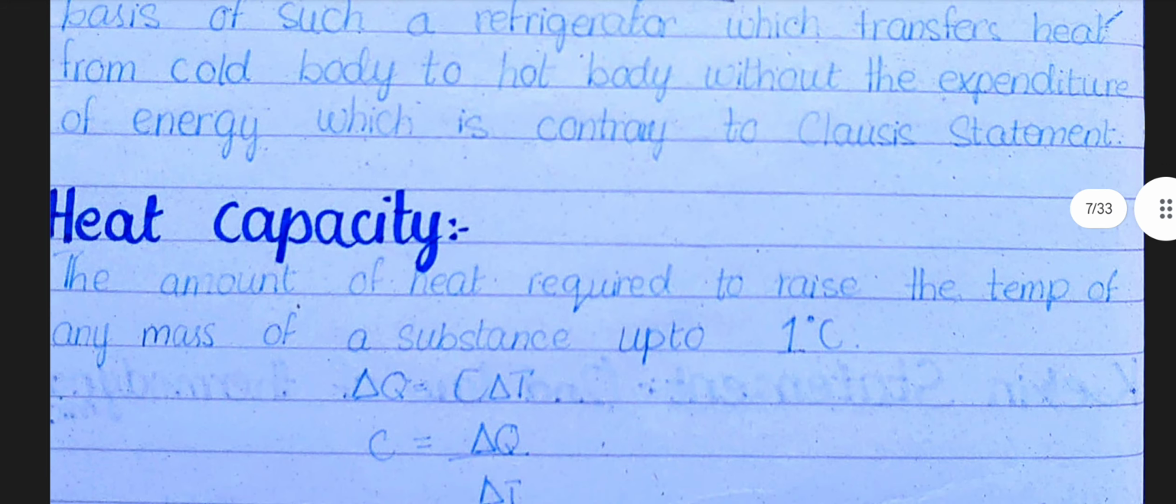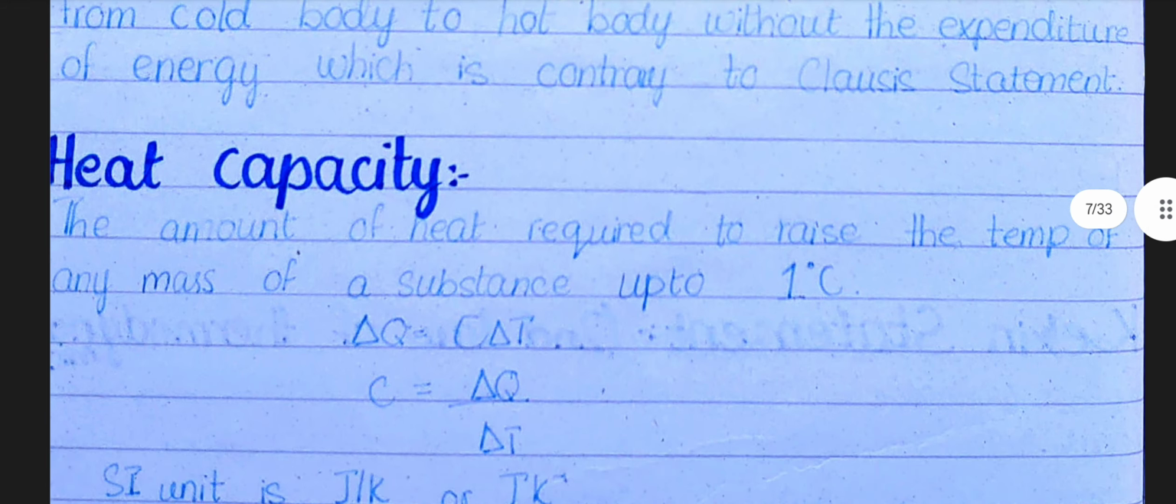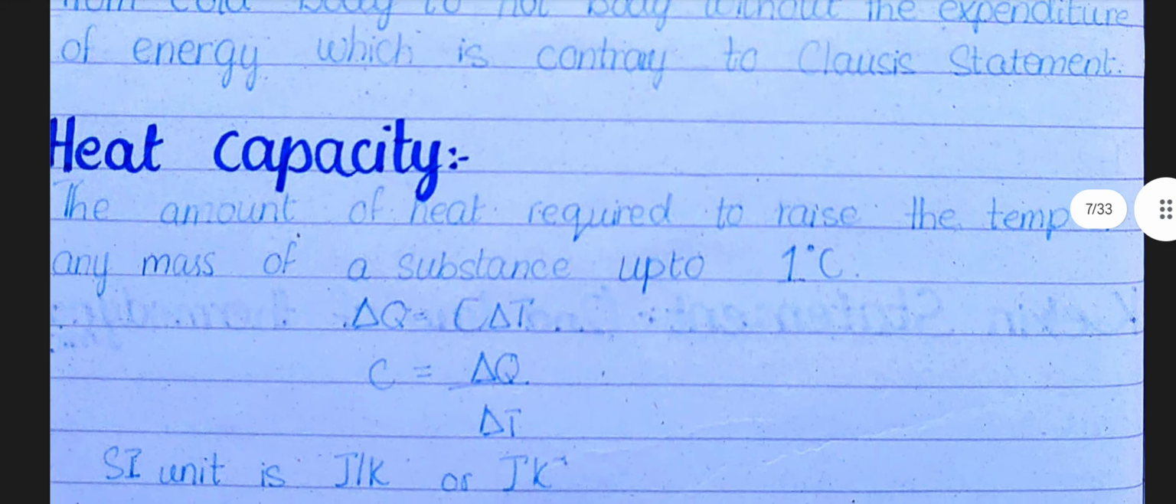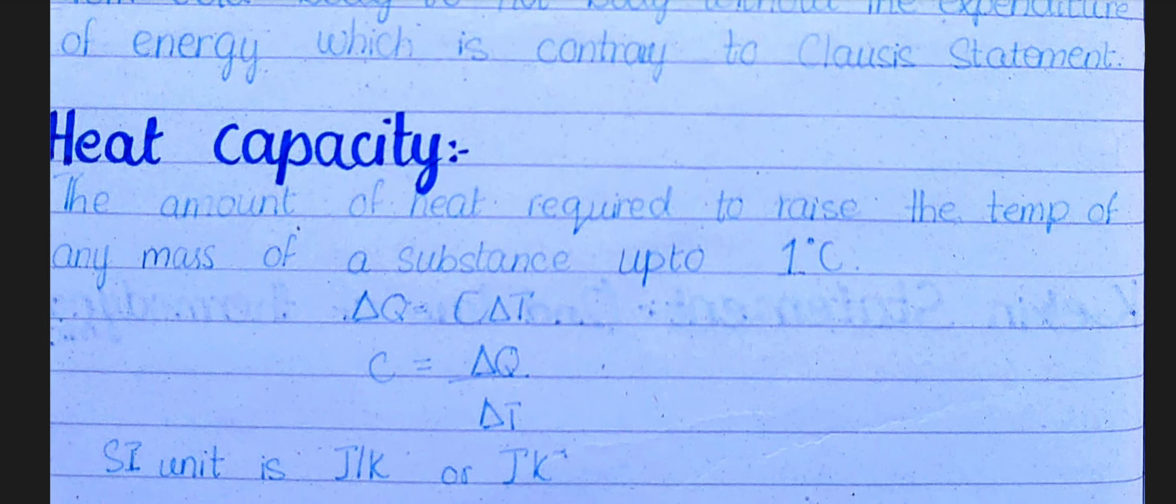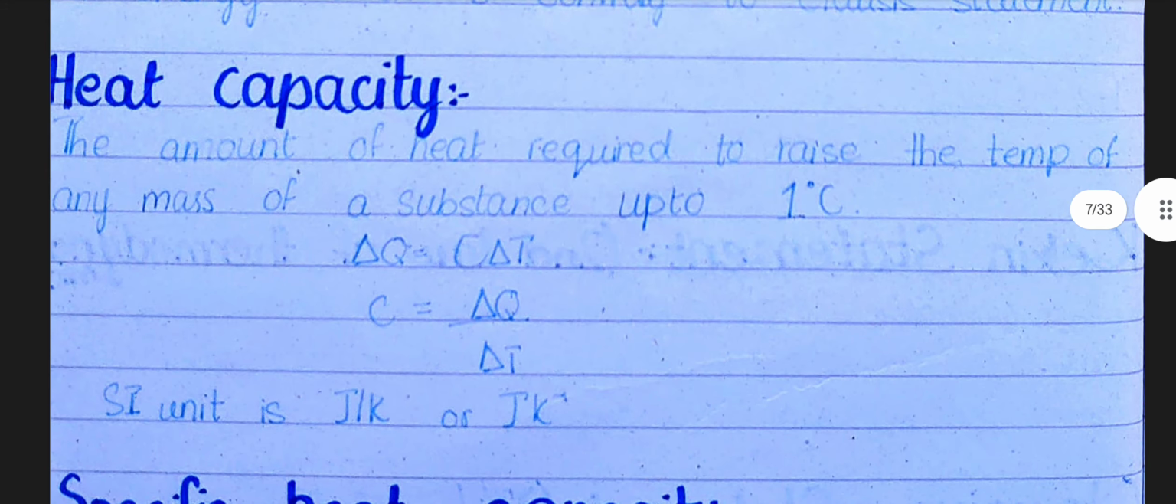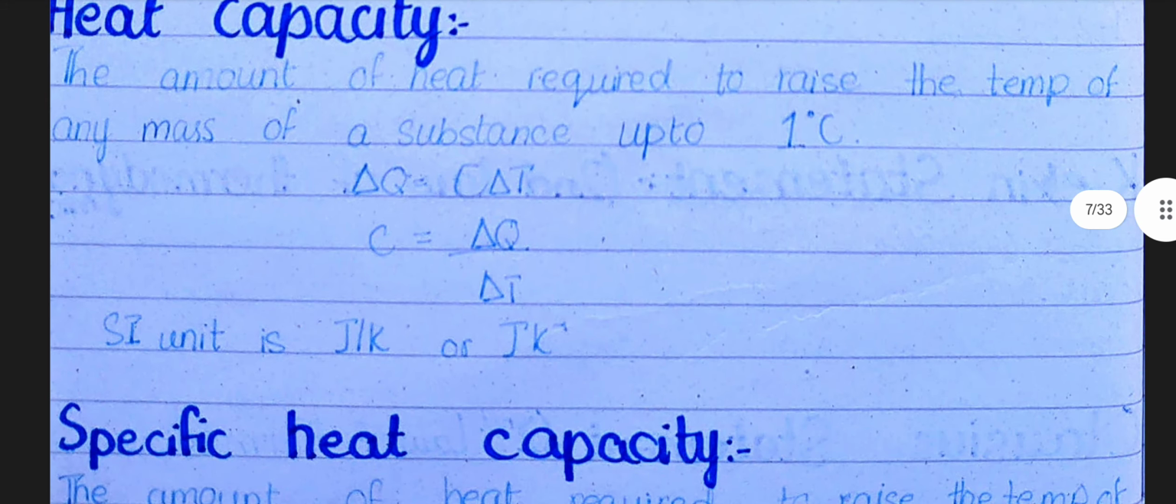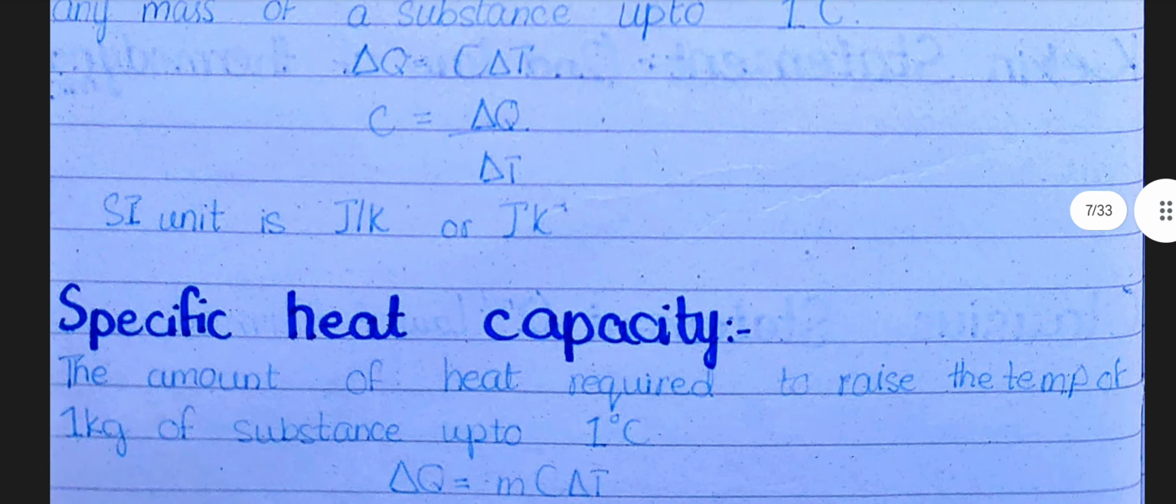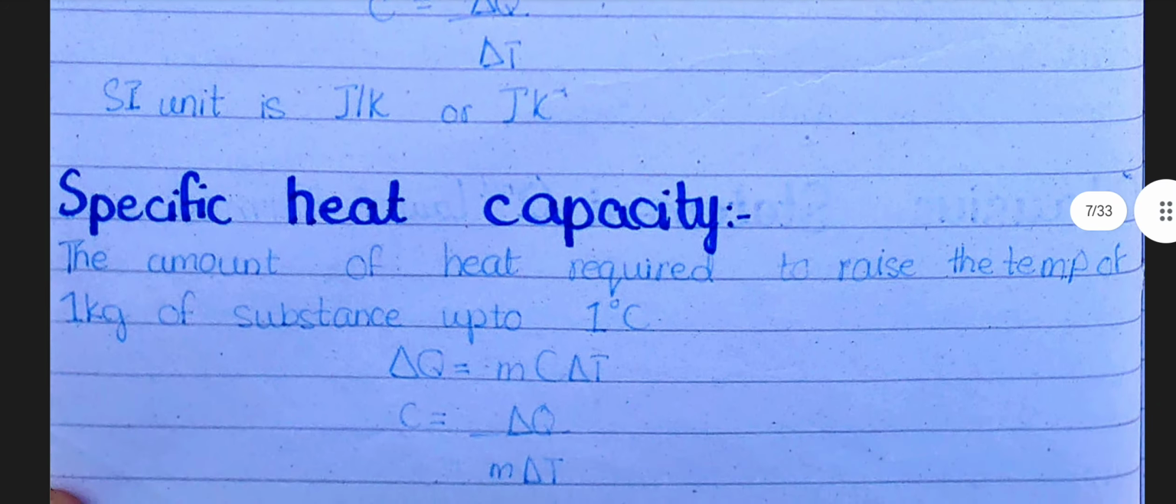Heat capacity: the amount of heat required to raise the temperature of any mass of a substance by 1 degree Celsius. Delta Q is equal to C delta T. C is equal to delta Q upon delta T. SI unit is Joule per Kelvin or Joule K inverse.